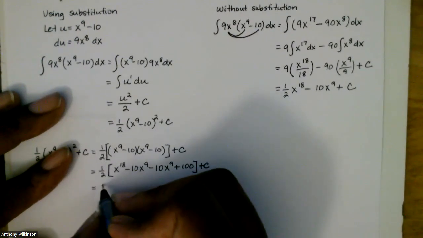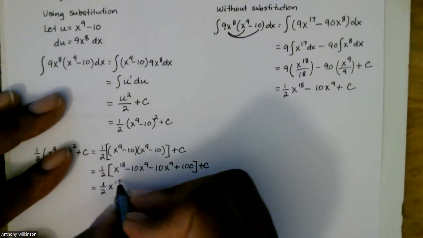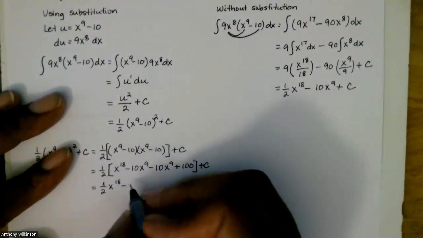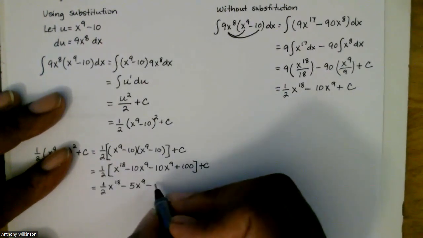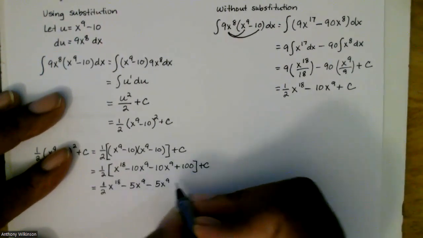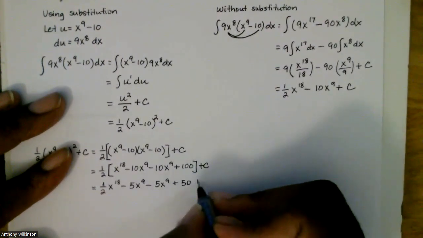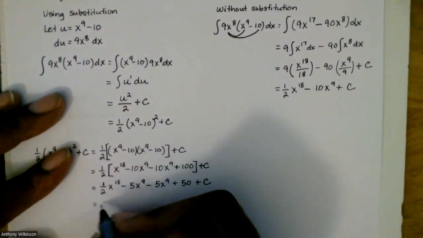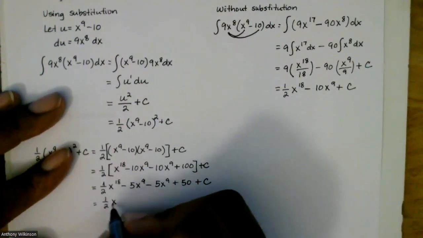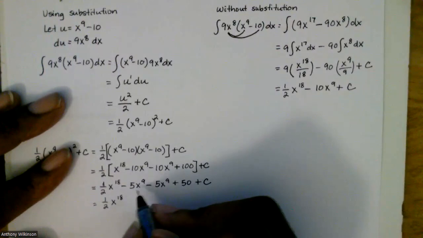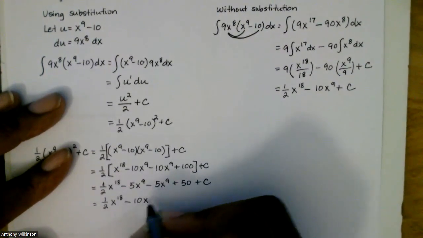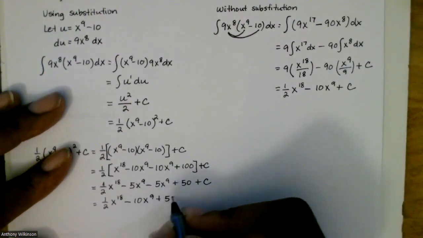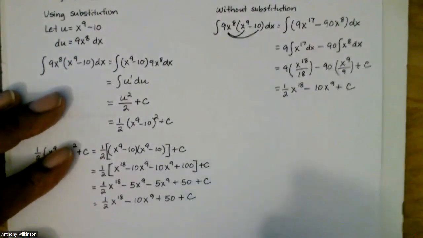Then if I distribute the 1/2 over everything in the parentheses, this is what I have. 1/2 times x to the 18th will be 1/2 x to the 18th minus 1/2 of 10x to the 9th will be 5x to the 9th minus 1/2 of 10x to the 9th, again 5x to the 9th, and then plus 1/2 of 100 will be 50, then plus c. Combining like terms, I have 1/2 x to the 18th minus 5x to the 9th, and another minus 5x to the 9th will be minus 10x to the 9th plus 50 plus c.